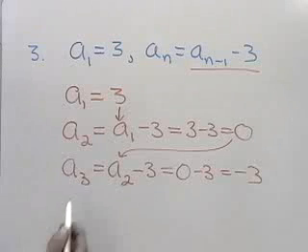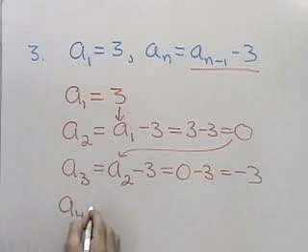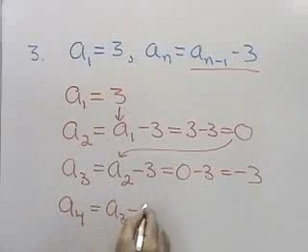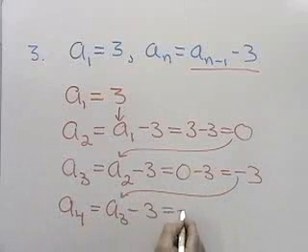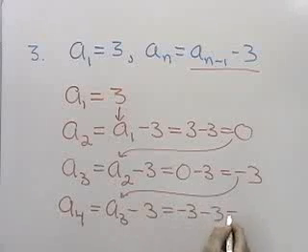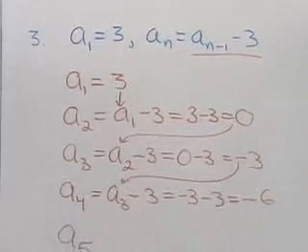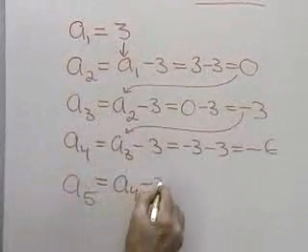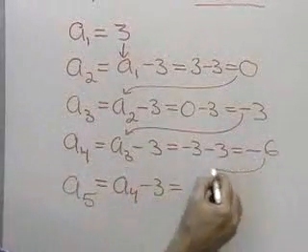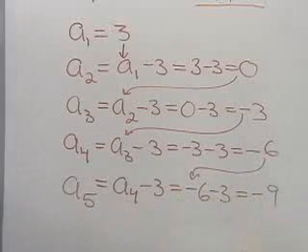So you can see each term is written in terms of the term that came just before it. A sub 4 then is a sub 3 minus 3. I just found a sub 3, it's negative 3. I got a lot of 3's in this problem. So I get negative 6. And a sub 5 is a sub 4 minus 3. Here is a sub 4, negative 6 minus 3, which is negative 9.